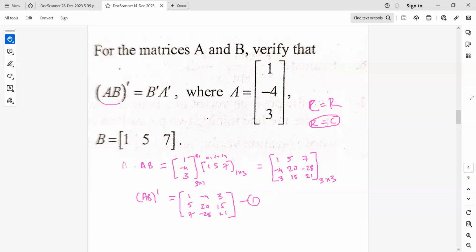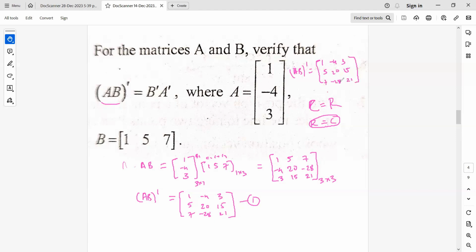Similarly, next we need to get the RHS part, that is B dash into A dash. Whatever the answer is, I will write it here so we can verify it later. So AB complement, AB transpose, we have got as 1, minus 4, 3. Next 5, 20 and 15, and then 7, minus 28 and 21.